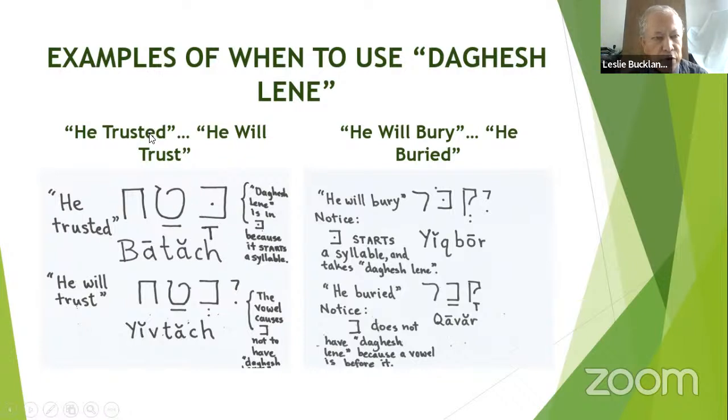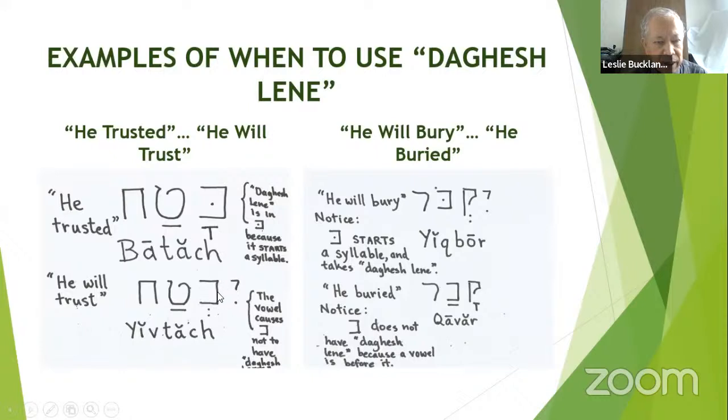So here we have 2 verbs. One verb is batak, which means he trusted. Another verb is yivtak, which means he will trust. Now in batak, we see that it has a dagesh lene. But in yivtak, we see that the same consonant does not have dagesh lene in it. And the reasons are, number one, in batak, the Baith begins the syllable at the beginning of the word.